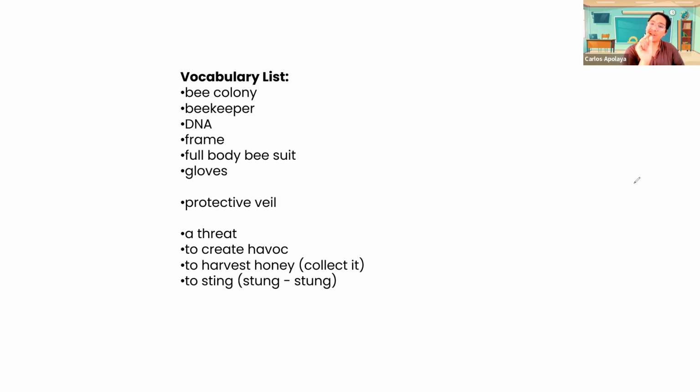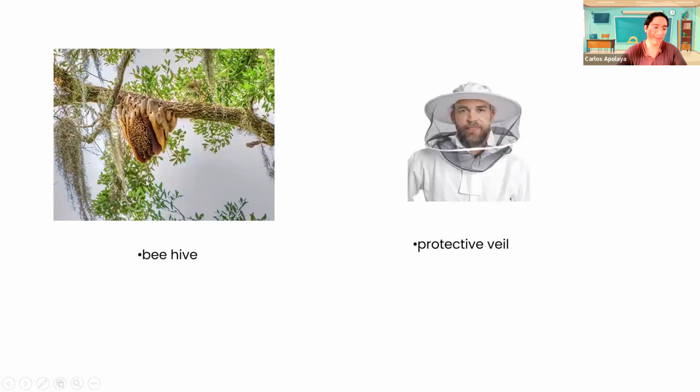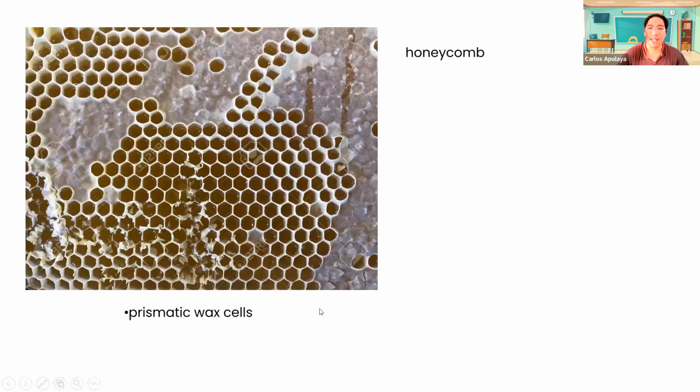And the bee has the stinger. The stinger is el aguijón. Let's analyze the word. This is the beehive. You know the beehive? Beehive. Okay. This is the protective veil. Sometimes when you want to work as a beekeeper, you have to buy your own protective veil. Then we have, this is the prismatic wax cell. This is one, but we have a lot of prismatic wax cells. You see? Yes.